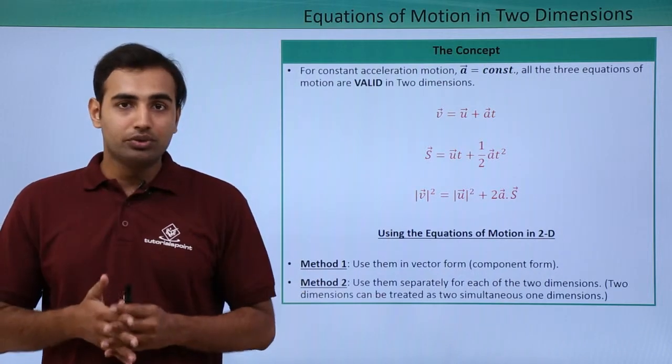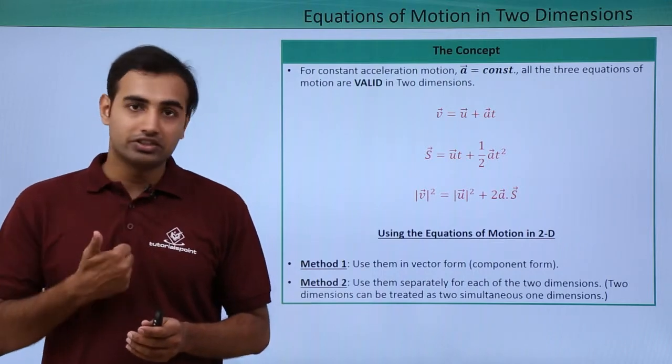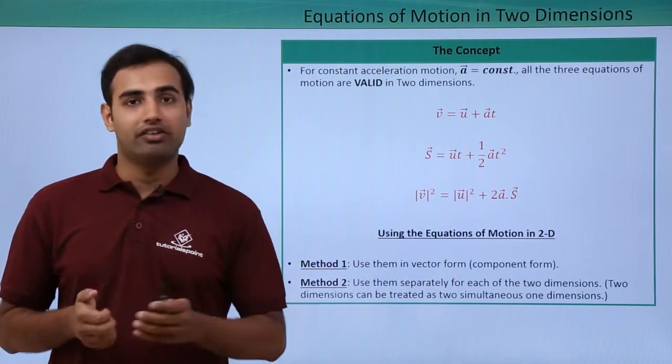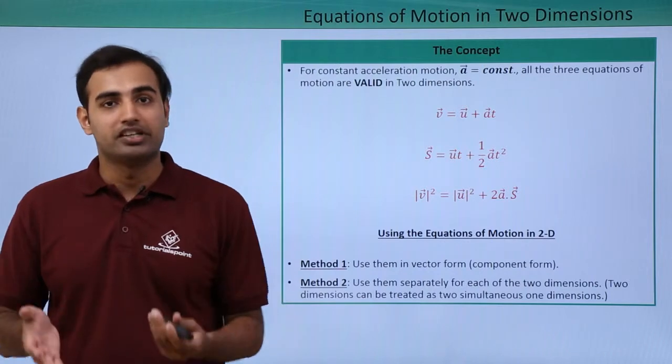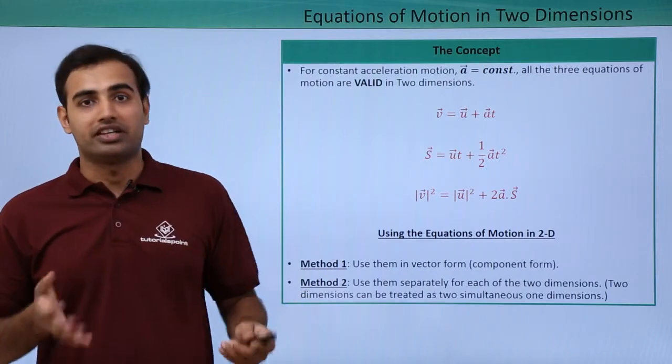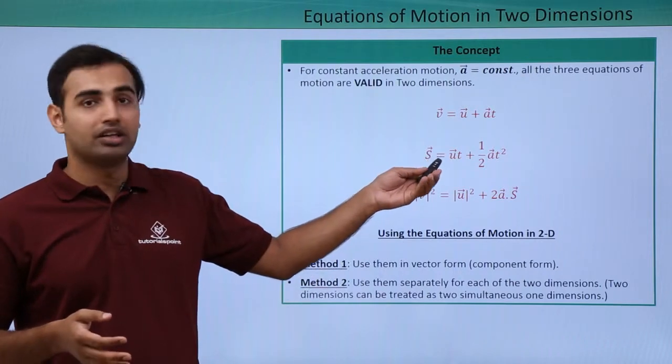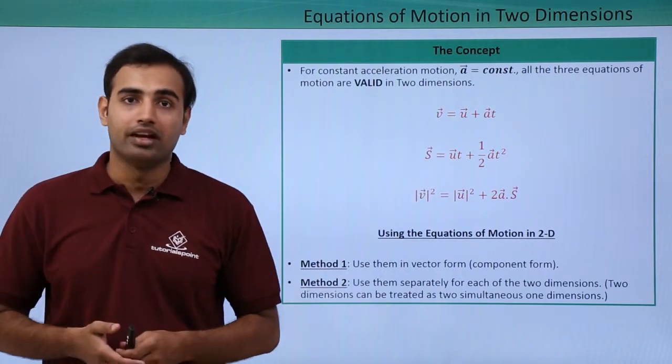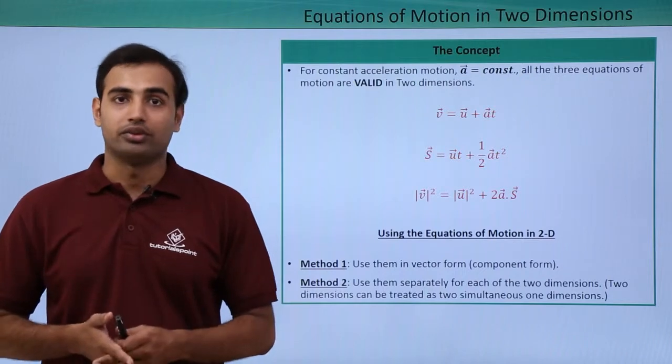Now how to use them in 2D? There are two ways. The first way essentially is to use them directly in the vector form. So if you have been given displacement as ai plus bj, then you can directly use ai plus bj in place of s vector. And similarly, you can put similar vectors for u, a, etc. And then you can directly calculate the value of unknowns.